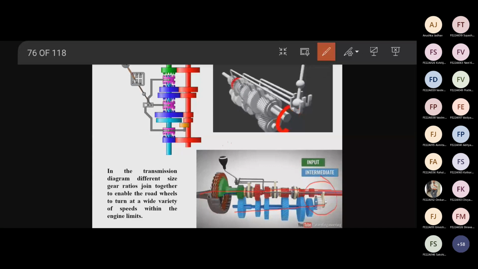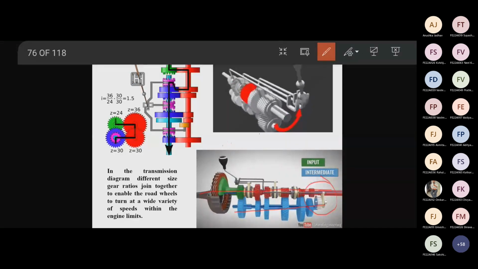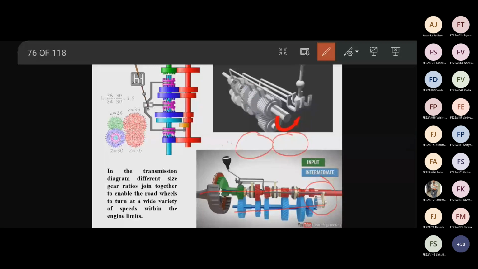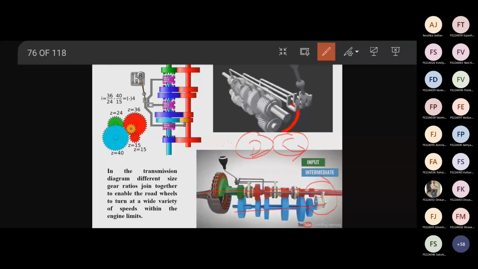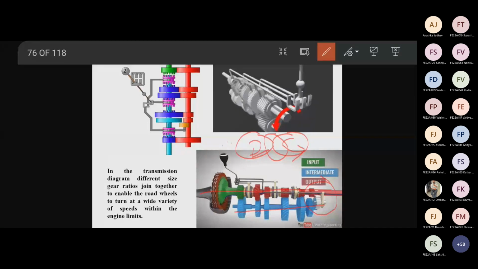You can see, right? If 2 gears are engaged, if one is rotating in clockwise direction, the other will rotate in anti-clockwise direction. But if I add one more gear in between these two, then the direction of rotation of the first gear and last gear will be the same. For reverse gear, we are using 3 gears. That is the constant mesh gearbox.